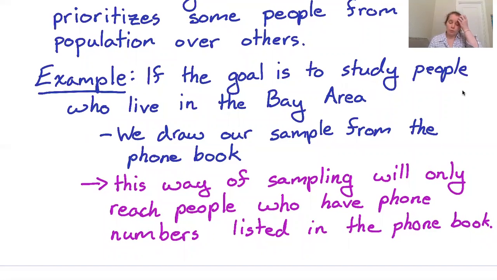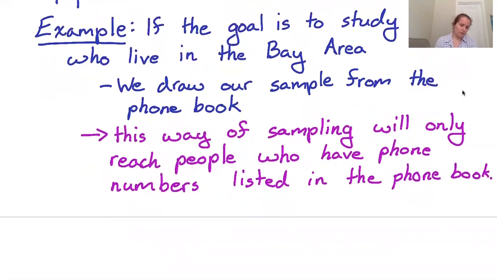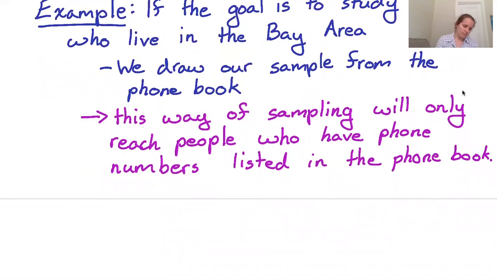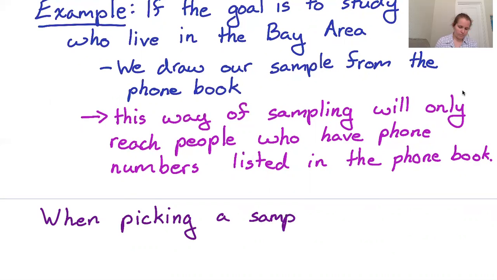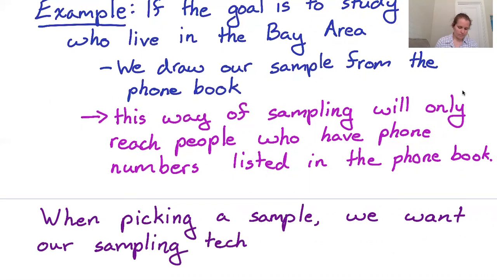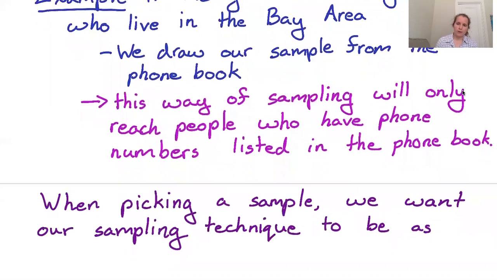So when we go to pick a sample, the goal is to create as little bias as possible. So our technique should be as unbiased as possible. So when picking a sample, we want our sampling method or sampling technique to be as unbiased as possible.